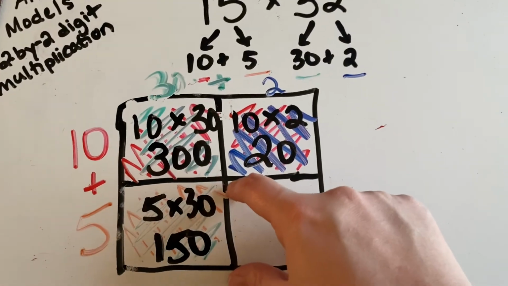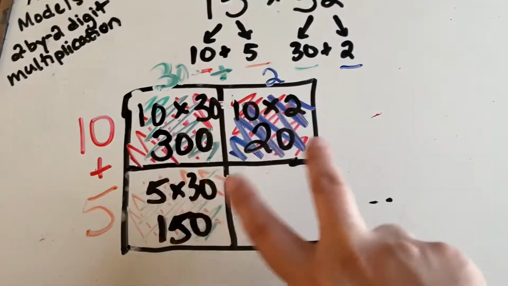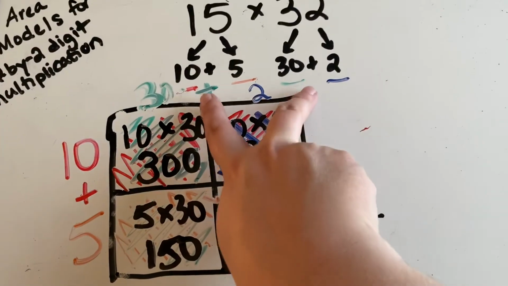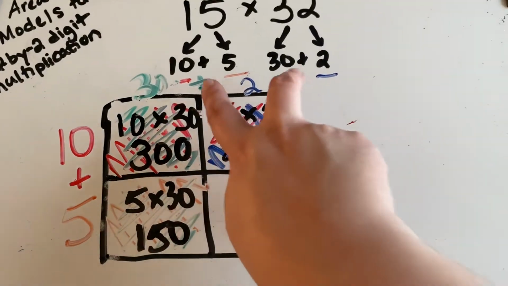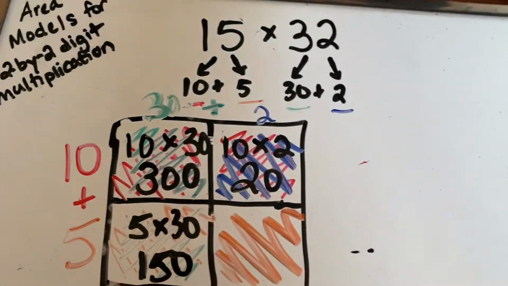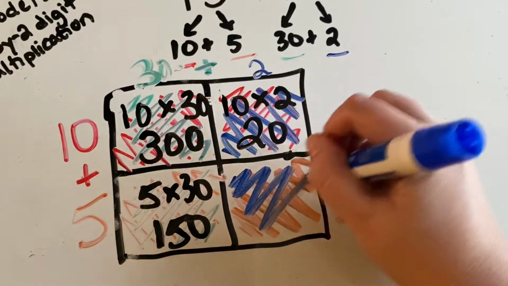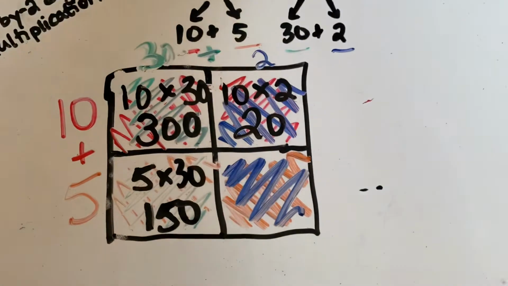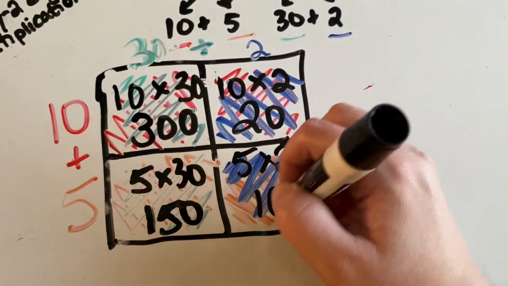And then my last box, whew, it's been a journey. It's still the side times the top. So this one, the side is 5, and this one, the top is 2. So this one's gonna be the orange 5 times the blue 2. So 5 times 2. 5 times 2 equals 10.